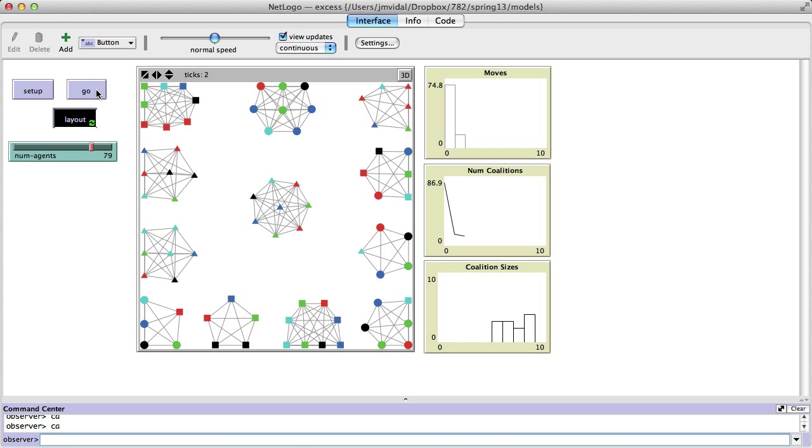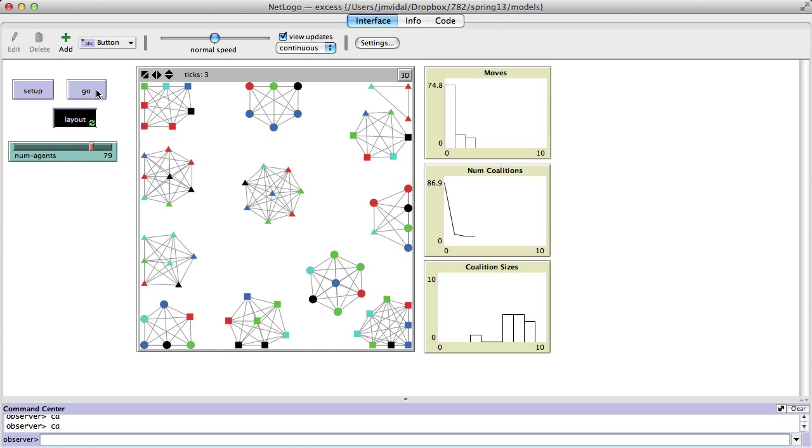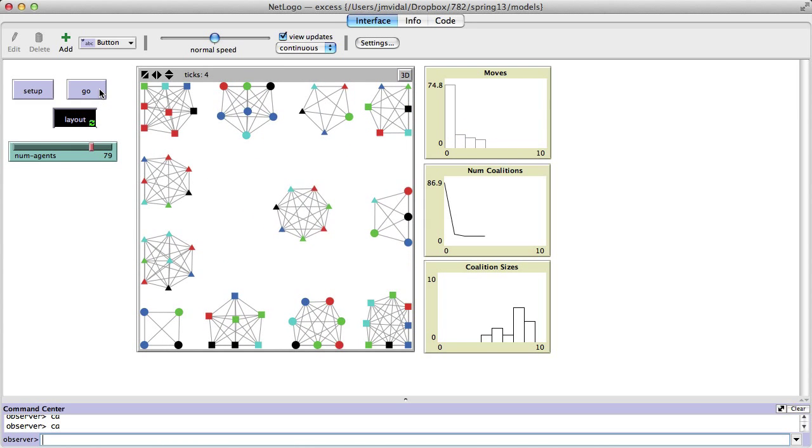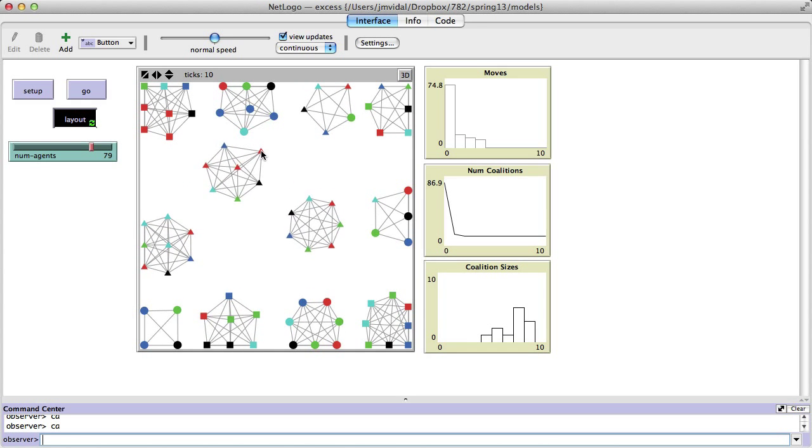As you hit go, the number of moves should go down and down and down, and there it went down to 0. It doesn't always go so fast. Sometimes it goes up a little bit and down, and then it goes down to 0. So far, every time I've done it, it always goes to 0. That means we have a stable solution.